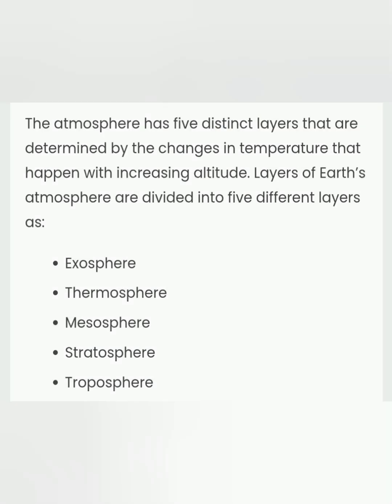Layers of atmosphere. The atmosphere has five distinct layers that are determined by the changes in temperature that happen with increased altitude. The layers of Earth's atmosphere are exosphere, thermosphere, mesosphere, stratosphere, and troposphere.